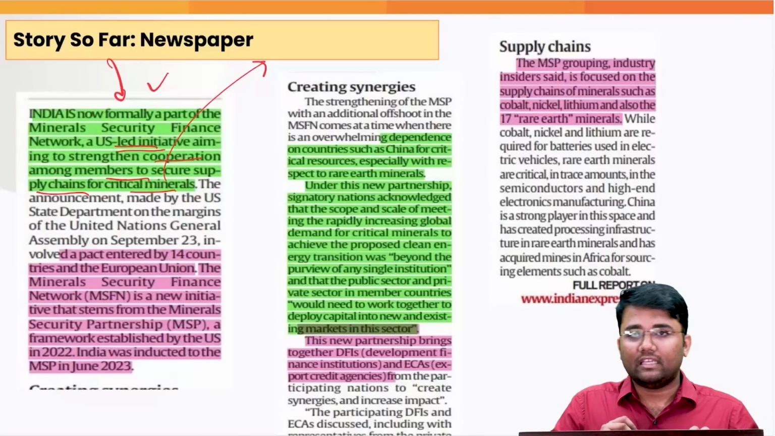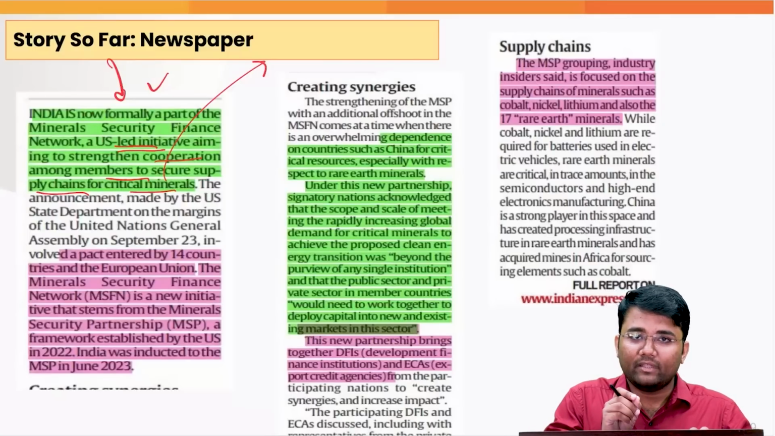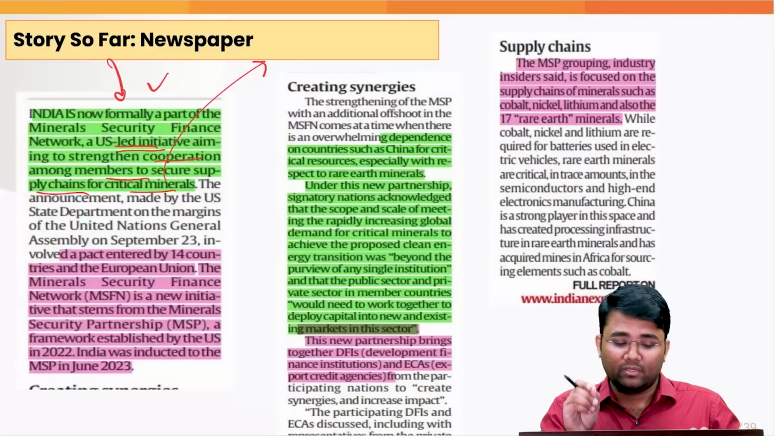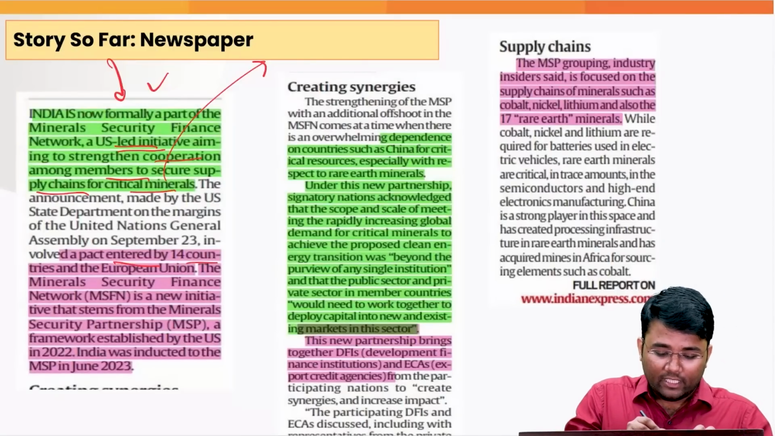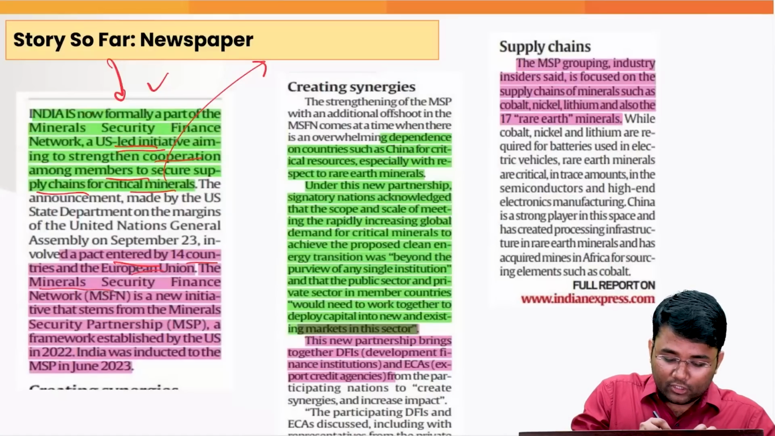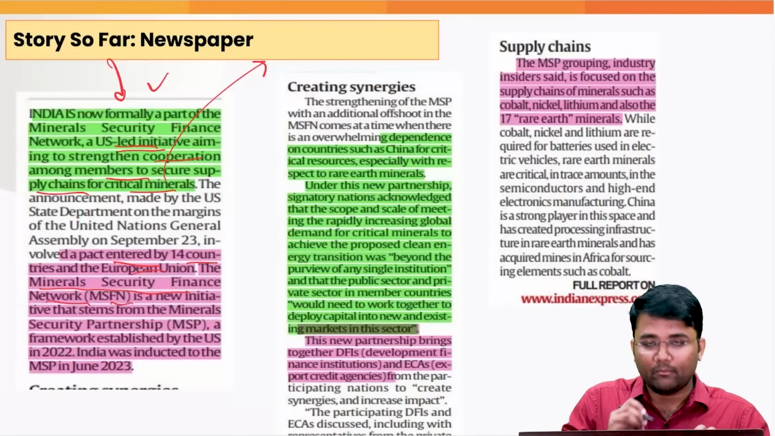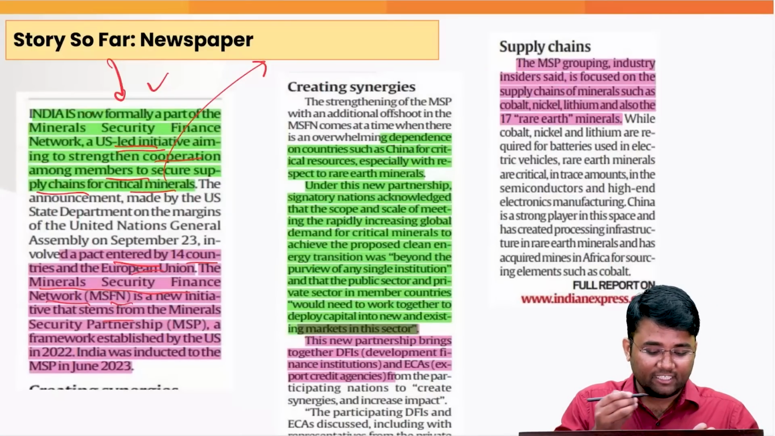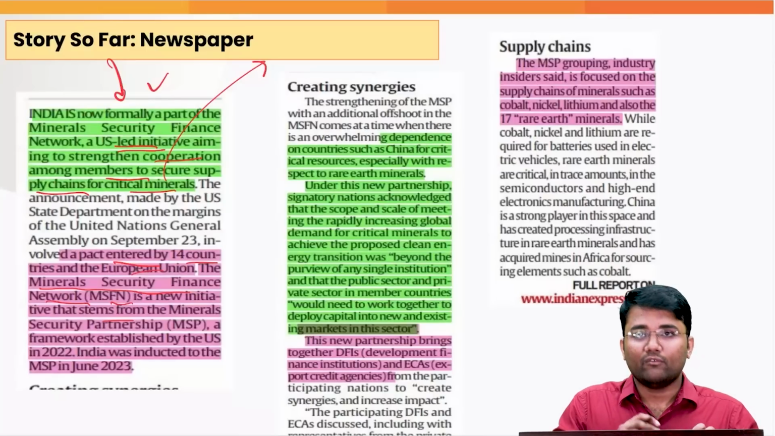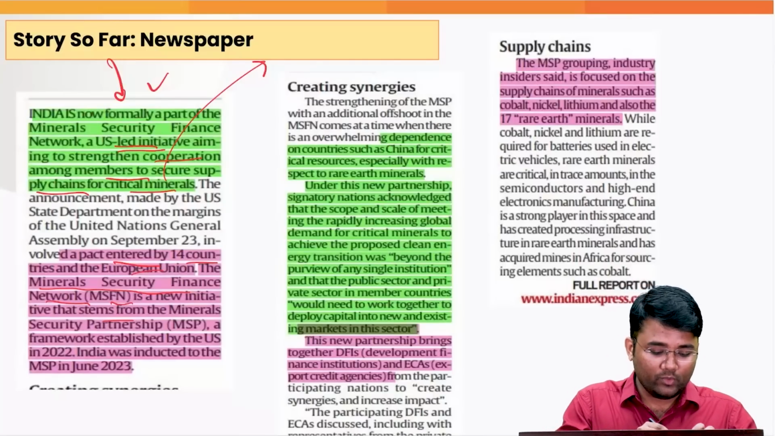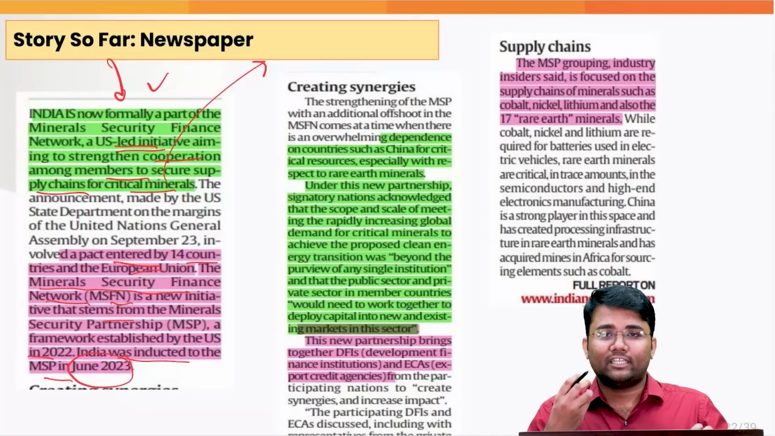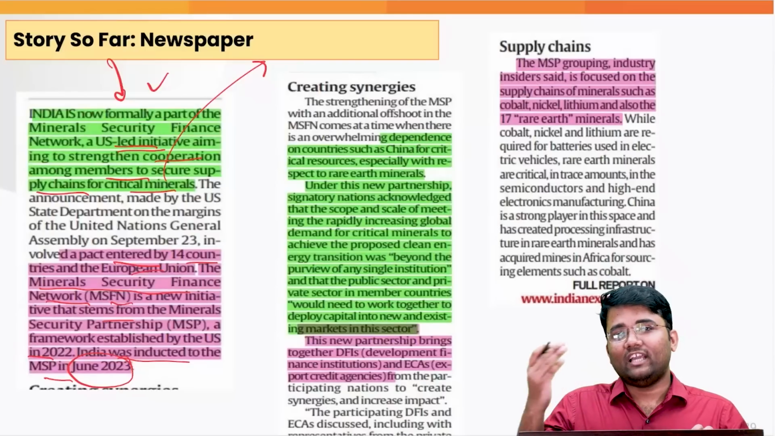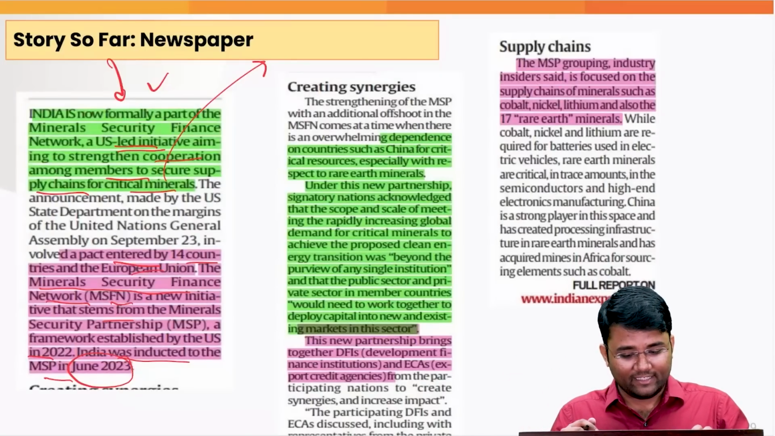Now you tell me examples of some critical minerals as well as some rare earth minerals. This pact is entered by 14 countries and the European Union. The Mineral Security Finance Network, that is MSFN, is a new initiative that stems from the Mineral Supply Partnership, a framework established by the US in 2022, and India was also inducted into this MSP in June 2023. Don't confuse this MSP with the MSP that you read in agriculture.